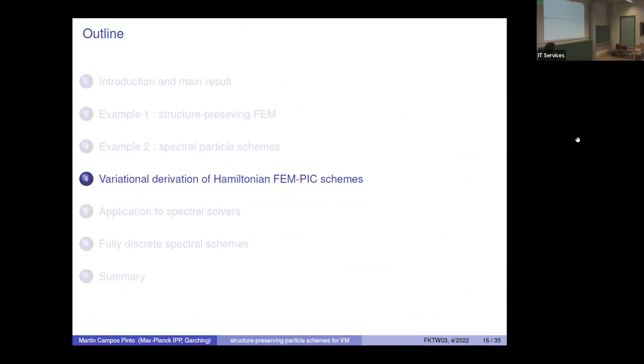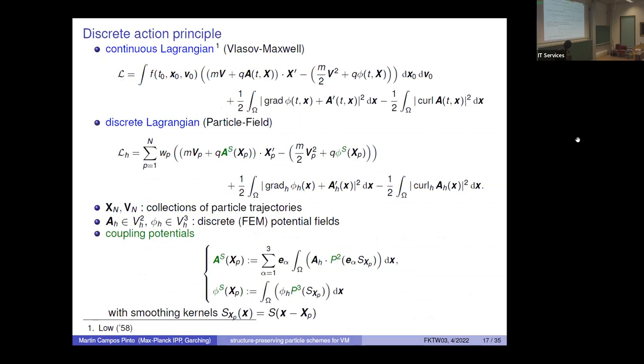And it allows us to study spectral particle-in-cell schemes in this framework. So it's another example of application of this framework. Okay, and so now I will show you what it looks like to actually derive the variational FEMPIC scheme in this framework.